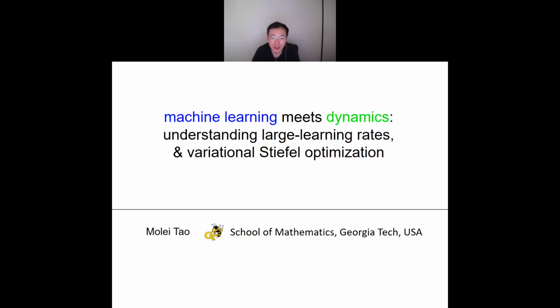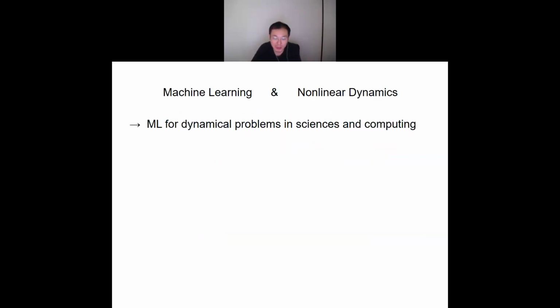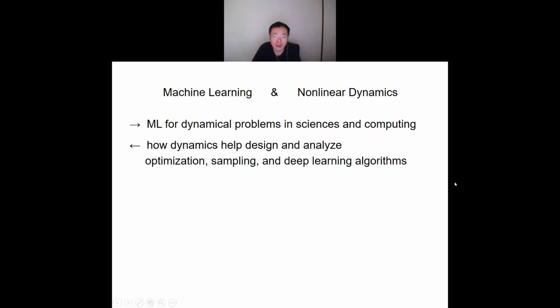So what I'm going to talk about has a very long title, but basically, I want to introduce to you some of the possibilities of exploring interactions between machine learning and nonlinear dynamics. If you go from the left to the right, obviously, you can use machine learning to solve dynamical problems in sciences and also scientific computing. Also, going in the other direction, from right to the left, we can actually use dynamics to help machine learning. More precisely, you can design and analyze various optimization, sampling, and deep learning algorithms.